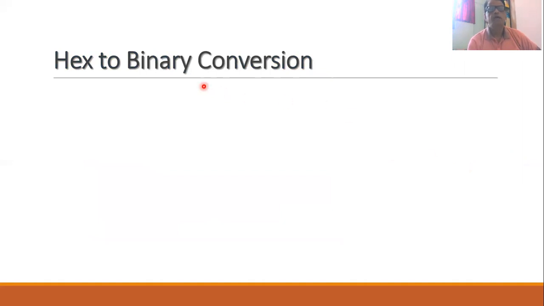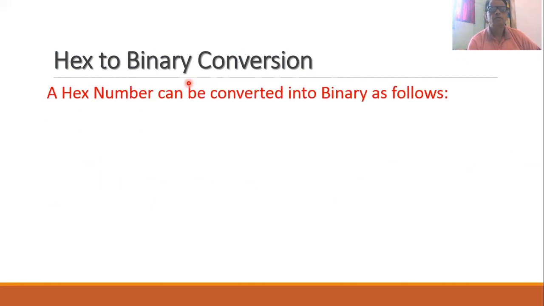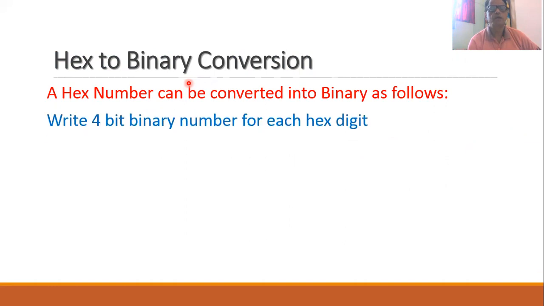Similarly, we can convert a given hexadecimal number into its binary equivalent. Such conversion is very easy, and it is only a one-step conversion. Whenever a hex number is given to you, you have to write a 4-bit binary number for each hexadecimal digit. When you write such a 4-bit binary number for each hexadecimal digit, you will find that you have obtained its binary equivalent. So in this conversion, you need not multiply by anything, or divide by anything.